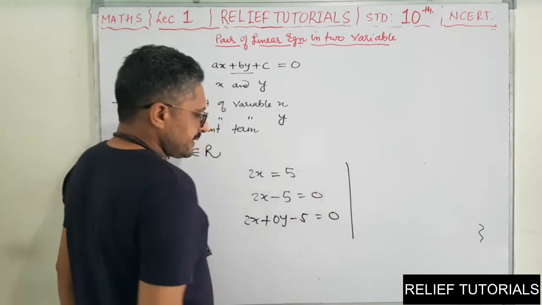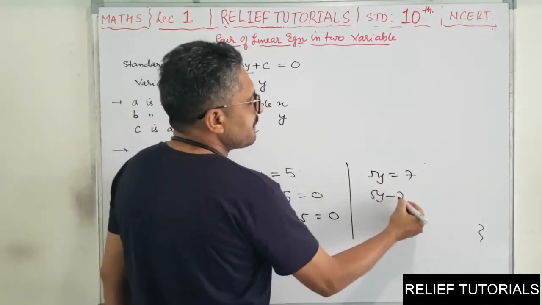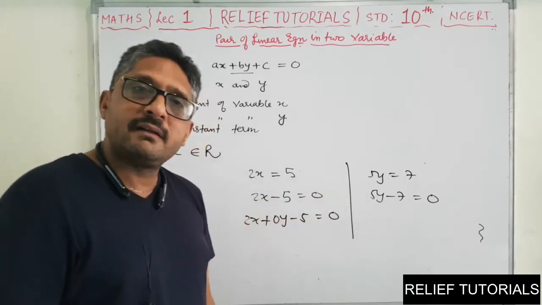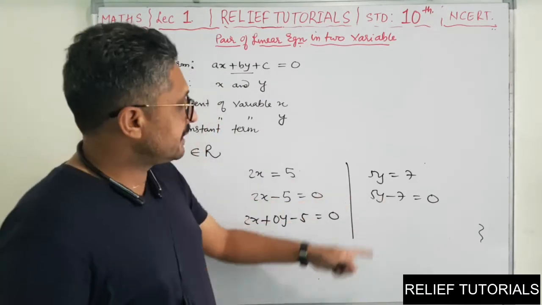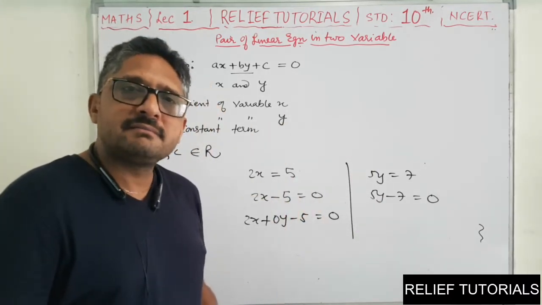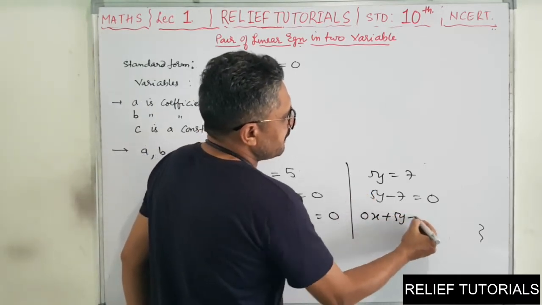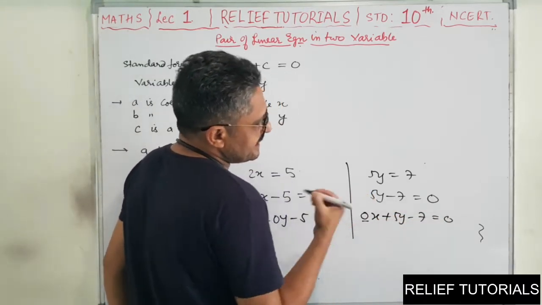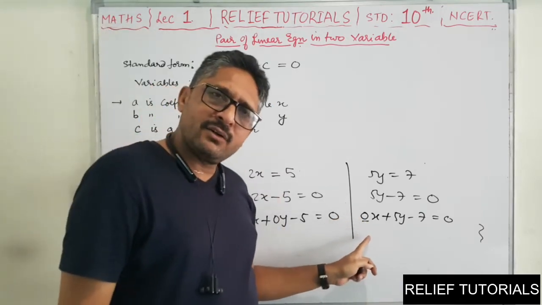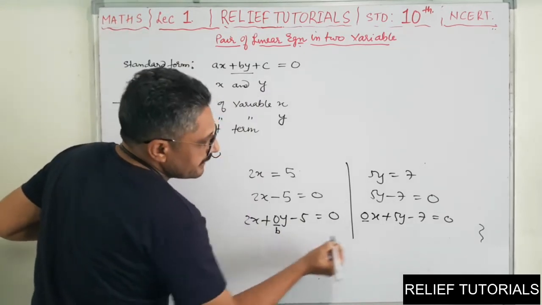Similarly, here x also can be 0. Take 5y equals 7. So this equation is 5y minus 7 equals 0. This is also a linear equation in two variables. Again the question arises, sir, there is only one variable y. There is no other variable x. So we can write it this way: 0x plus 5y minus 7 equals 0. So here a is 0. In ax plus by plus c, either a can be 0 or b can be 0. Here this is b, here this is a.